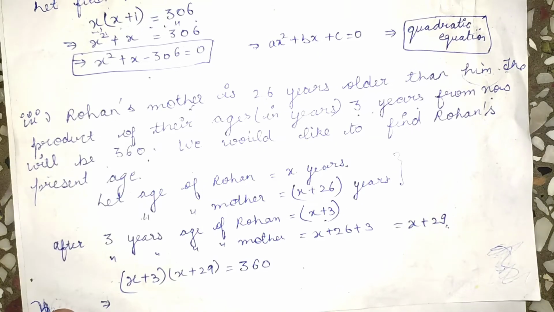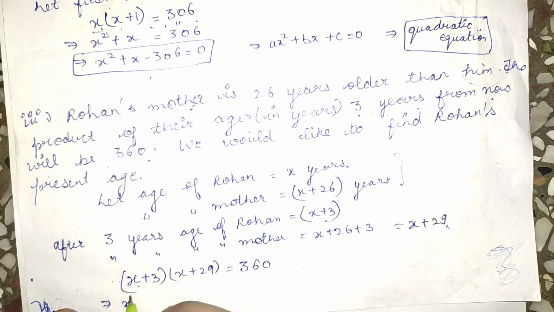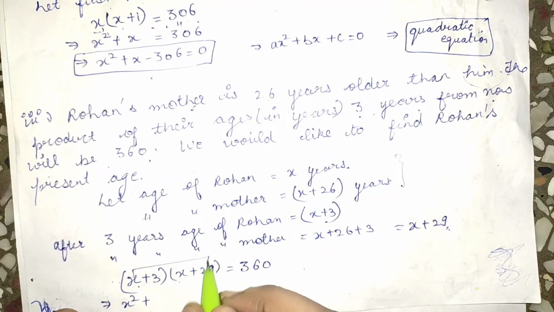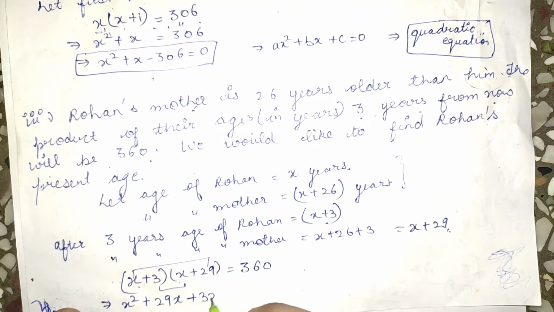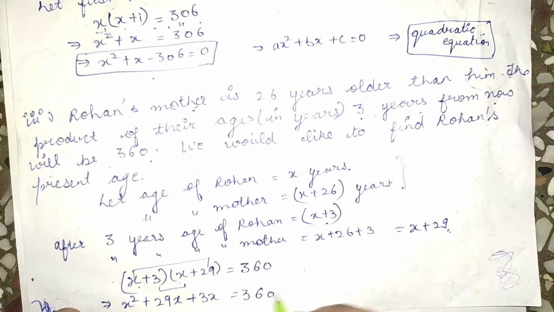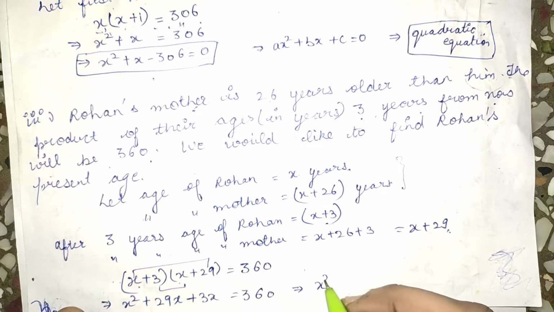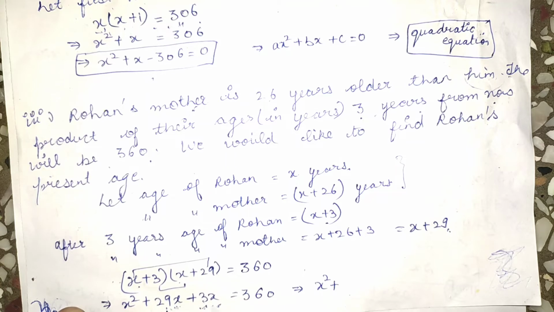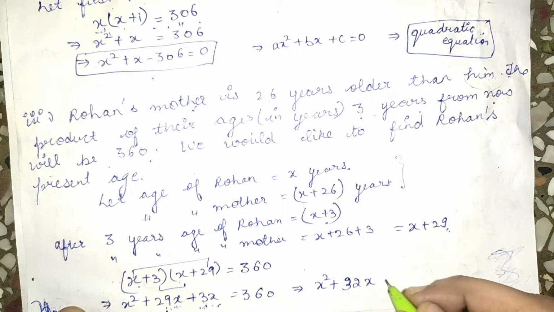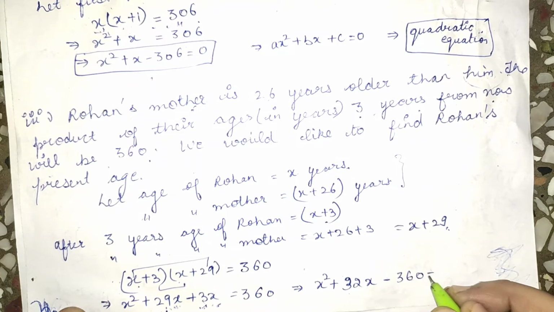Okay, so that means x into x will become x square, then x into 29 is 29x, plus 3x, equals 360. So it will become what? x square plus 29 plus 3, only these two will get added because similar terms with similar powers will be added. So 29 plus 3 will become 32x minus 360 is equals to 0.